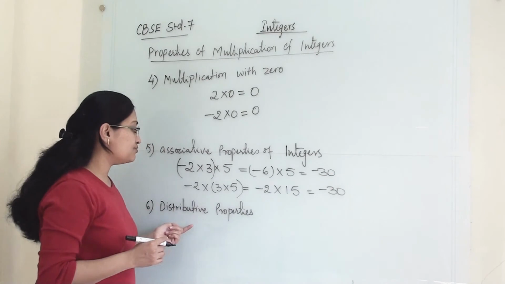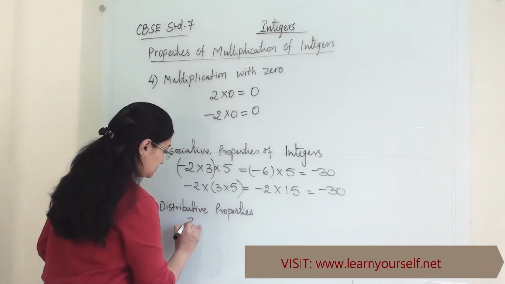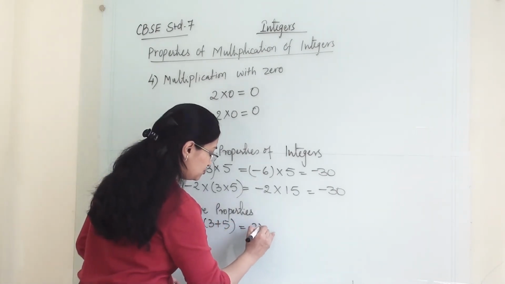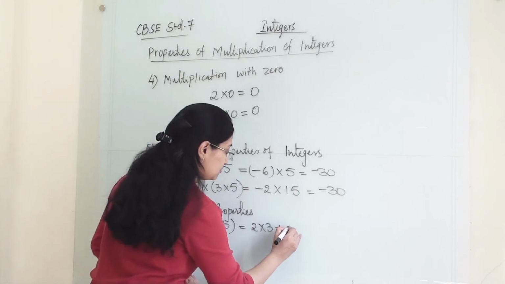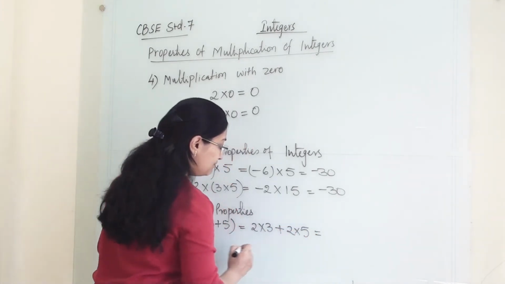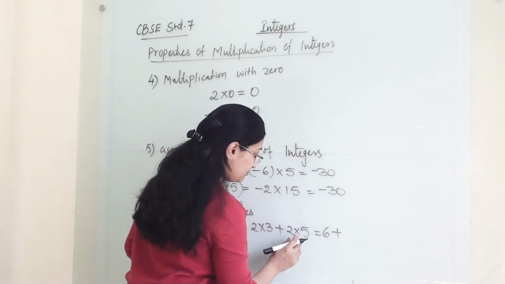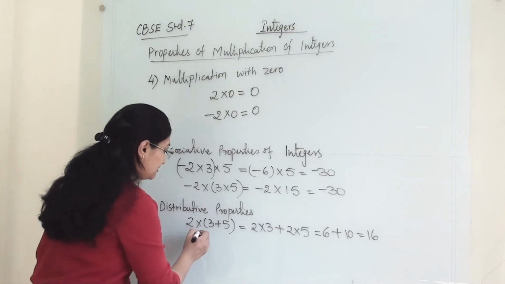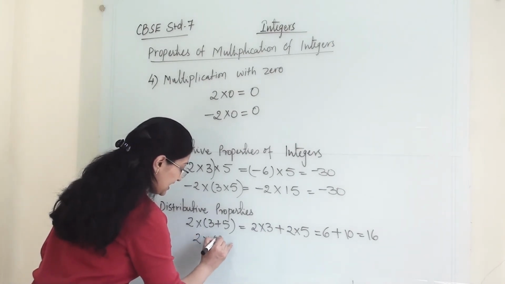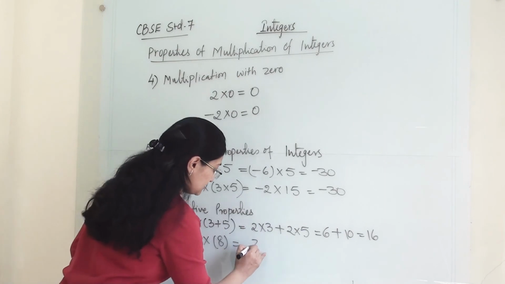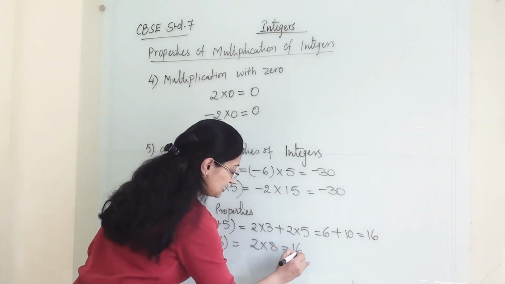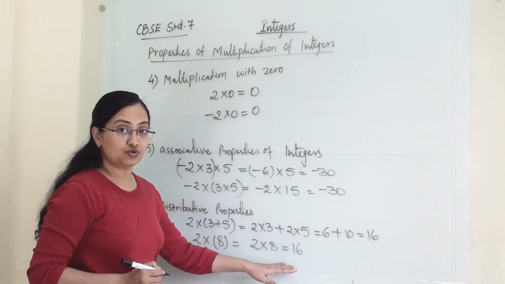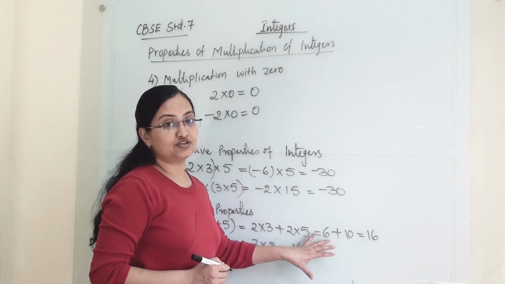Then the distributive property. For this sum, 2 into 3 plus 5, if we solve this, then 2 into 3 plus 2 into 5 will give us 6 plus 10, and the answer is 16. We can also solve this like 2 into 8. Then the answer is 2 into 8, which is 16. So in either case we will get the same result. This shows the distributivity of multiplication over addition.